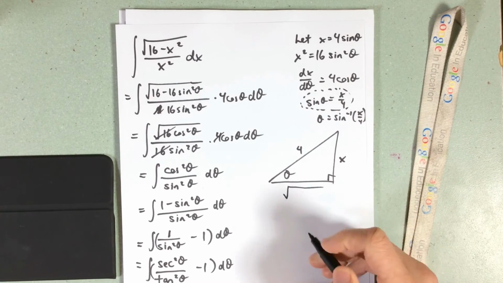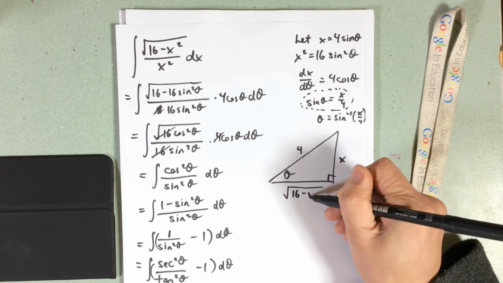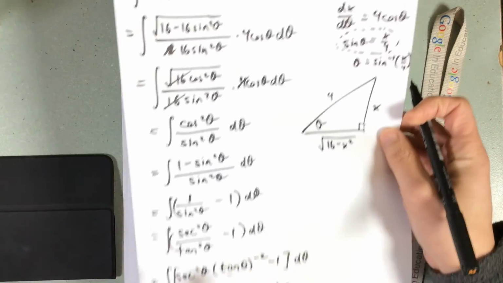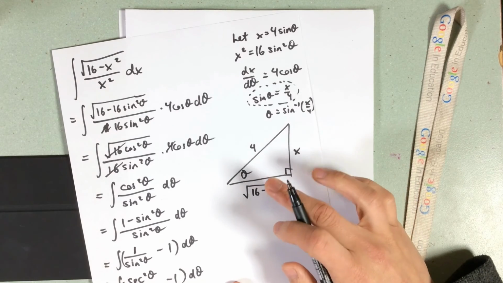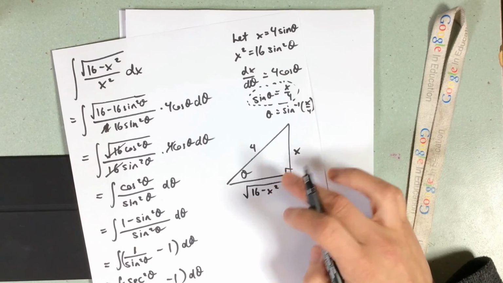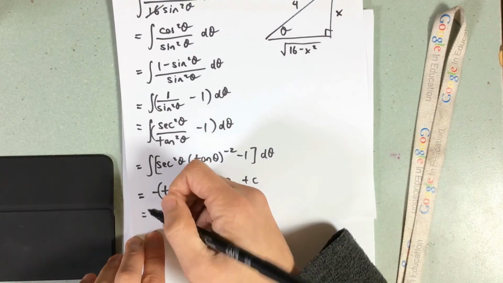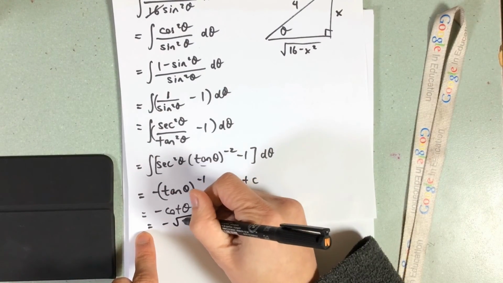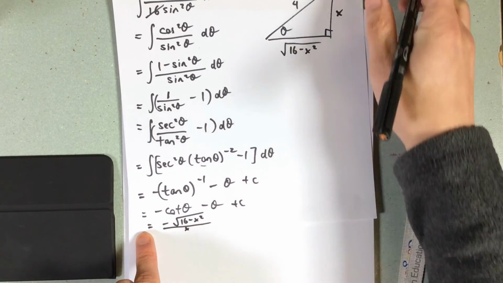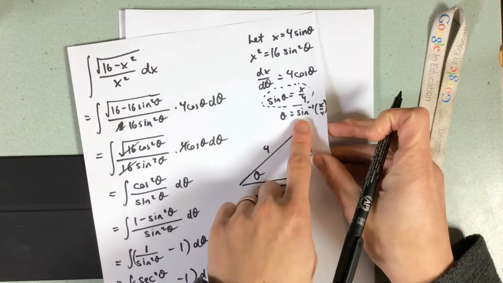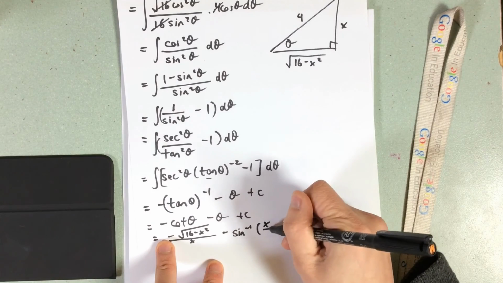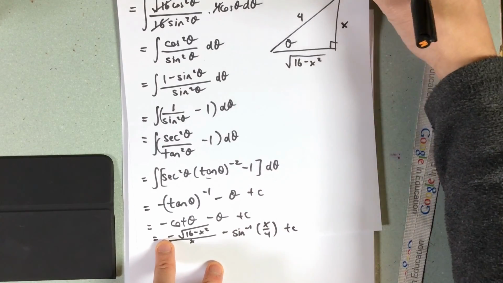Now that makes my Pythagoras, this side over here, the square root of 16 minus x squared. So if I want cot theta, that's going to be not opposite on adjacent, which is tan theta, but adjacent on opposite. This over that, that's cot theta. So therefore I can substitute that in. That'll be negative the square root of 16 minus x squared all over x. And then I said that I was going to substitute theta for sine inverse. Minus sine inverse of x on 4 plus your constant. And there you go.